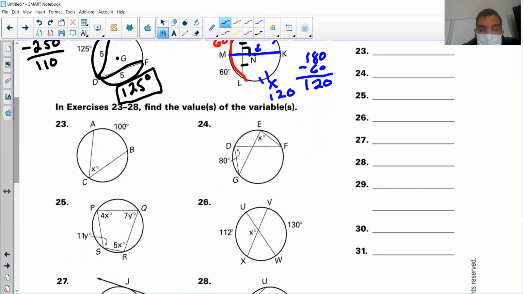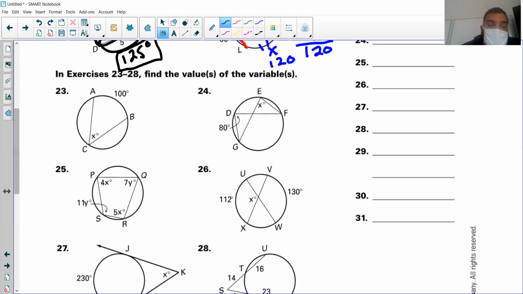All right. This one, number 23. These are angle relationships in circles. When your angle is on the edge of the circle, not the center, it is half the size of your arc. So if this is 100, it has to be half the size. So X here is 50. So your answer is 50 for this one.